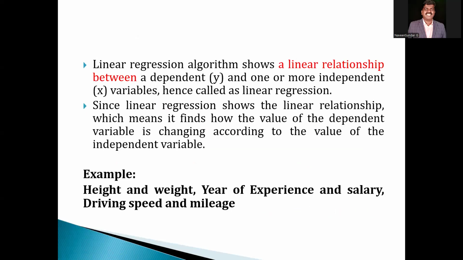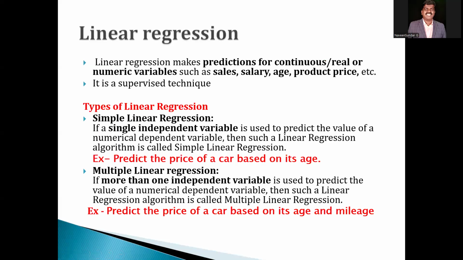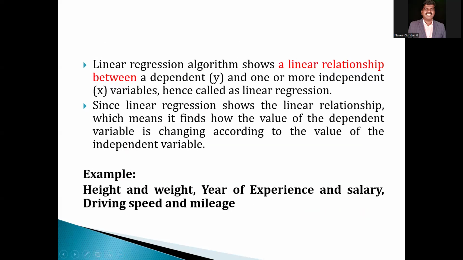Okay. So the linear regression algorithm shows a linear relationship between the dependent variable, which we call y, and one or more independent variables, which we call x. If there is only one independent variable, it is simple, and if there is more than one, it is multiple linear regression. Since linear regression shows a linear relationship, it finds how the value of the dependent variable changes according to the value of the independent variable.